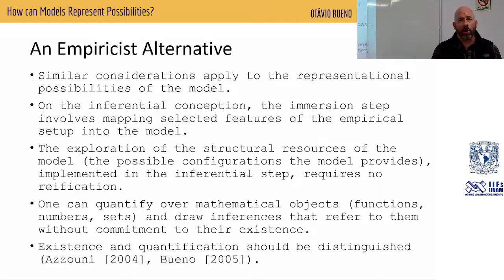Quantification is something that helps us specify among the objects you're quantifying whether you're considering some of them, that's the existential quantifier, or all of them, that's the universal quantifier. None of them need to exist. We can quantify over things that do not exist. In fact, we do that all the time.